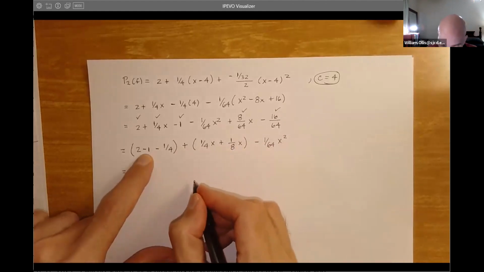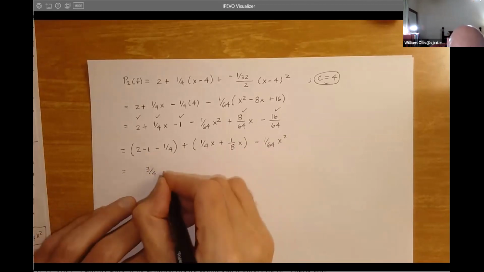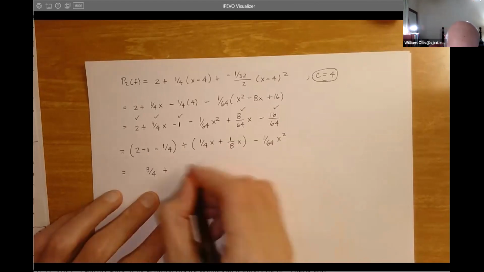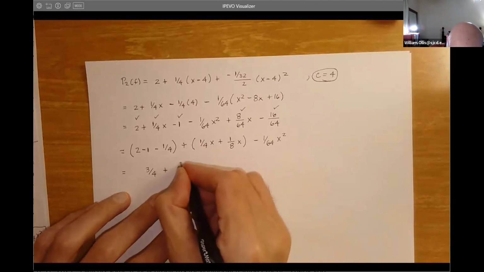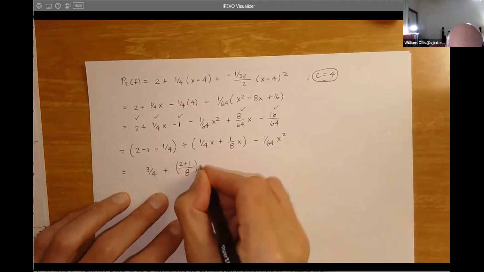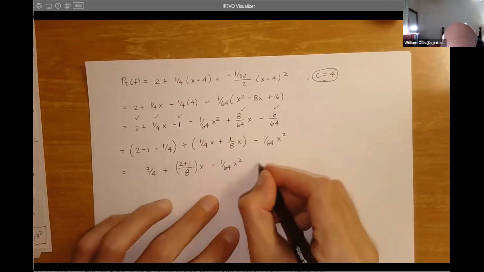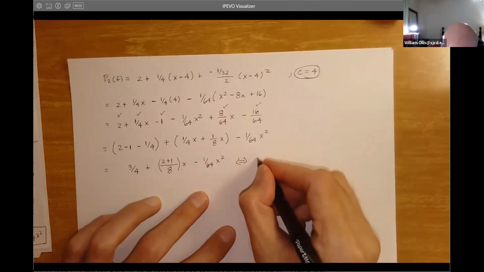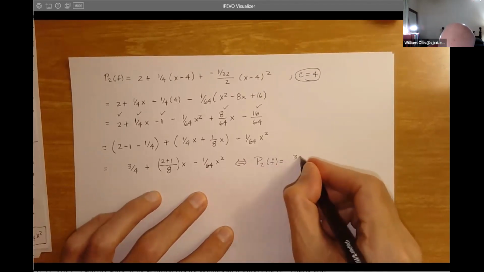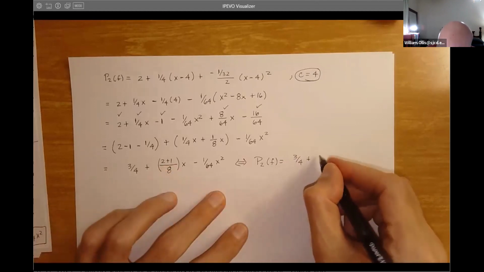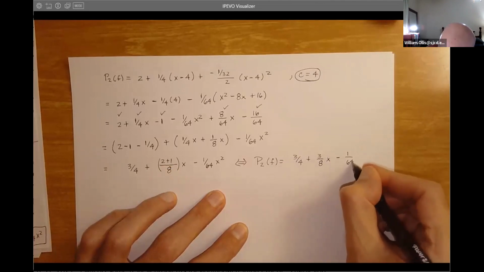So now, of course, we have a 1 and a 1 minus a 1/4. That gives us a 3/4. And then, of course, we just get a common denominator here of 8. So 4 into 8 is 2. 2 plus a 1 times an x minus 1 over 64 x squared. So our second degree Taylor polynomial will be 3/4 plus (2 plus 1), 3/8 x minus 1 over 64 x squared.